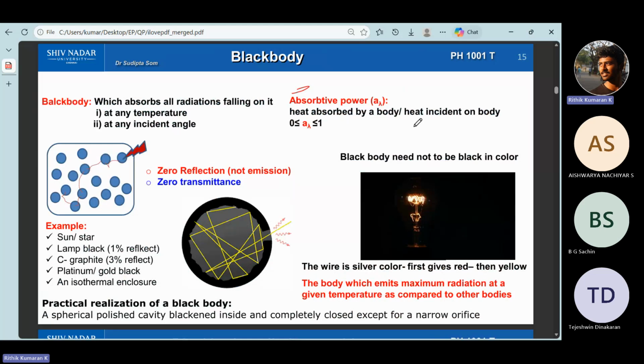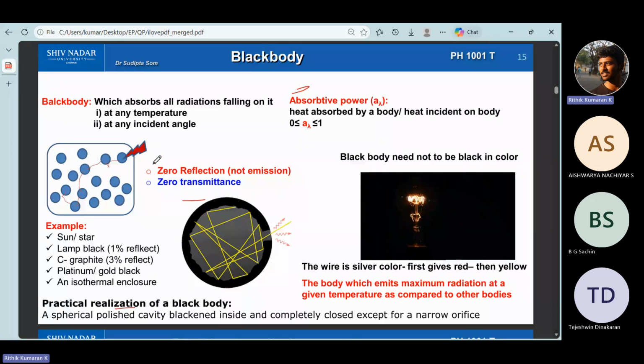Black body is a hypothetical concept. How could we demonstrate it practically? So we use something called the Ferry's black body. That is not a concept, but remember the name Ferry's black body. What you will do is take a sphere and you will have a cavity, right? You will polish it and make it completely black inside. And you will let only a narrow orifice for the light or the radiation to pass through, as you can see here. So the definition is given here.